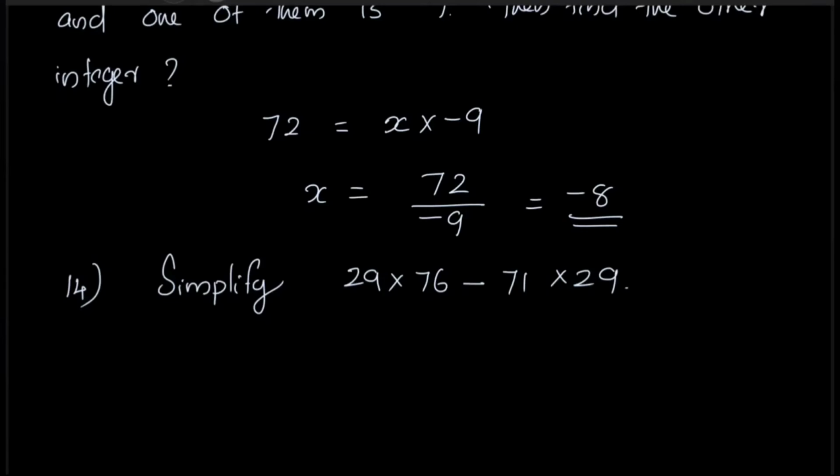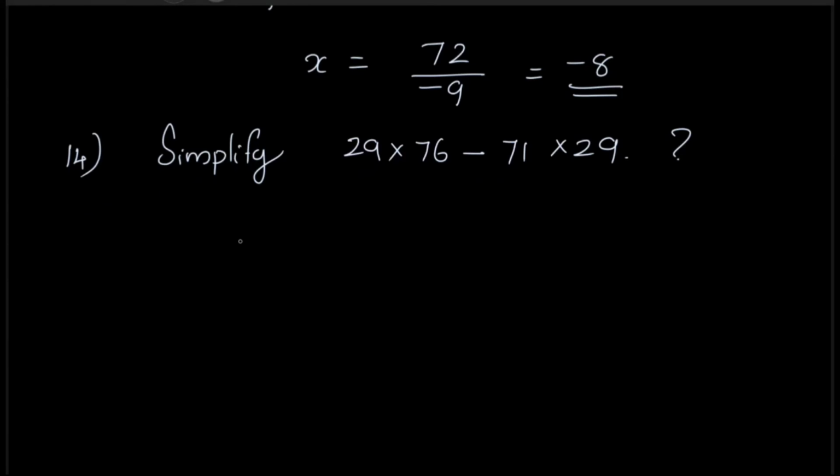Here the question is: simplify 29 into 76 minus 71 into 29. This is similar to our distributive property. That is, the given subtraction is multiplied on both sides with 29. So we can write like this. Our distributive property can be, let it be a into b minus c. It is equal to a into b minus a into c, multiplying the other integer inside the bracket with a. This is the distributive property.